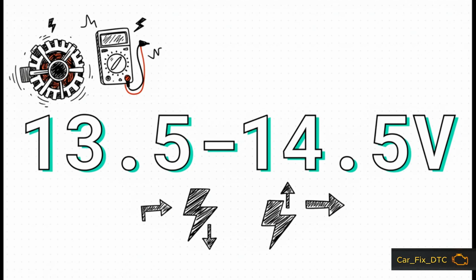Now, when you test that alternator with your multimeter, this is the magic range you're looking for with the engine running, somewhere between 13.5 and 14.5 volts. If it's lower than that, the computer is being starved for power. If it's higher, it's getting overloaded. Either one of those conditions can corrupt its memory and throw this exact code.